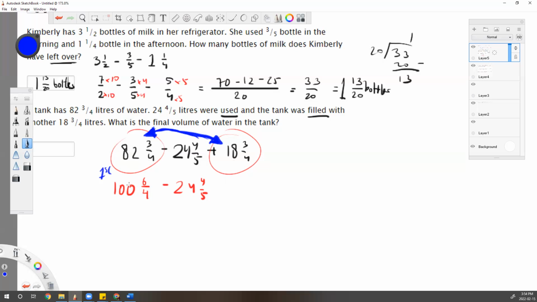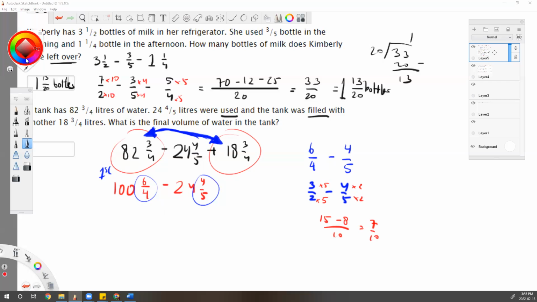There you go. And then put 6 over 4 minus 4 over 5 on a separate working. Okay. Oh, 6 over 4, I can simplify. 3 over 2, right? Subtract 4 over 5. Okay. And then I can multiply this by 5, by 5, by 2, by 2. 15 minus 8 over 10. 7 over 10. Okay, so 6 over 4 minus 4 over 5 can be simplified as 7 over 10. And next, 100 minus 24.